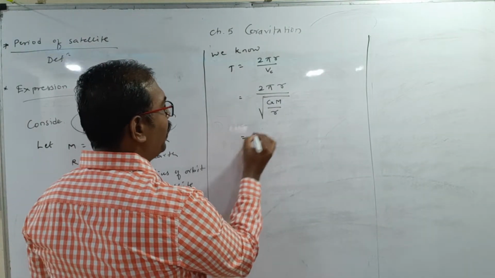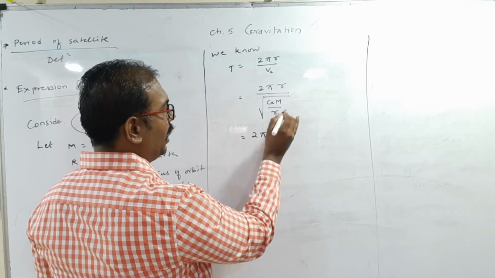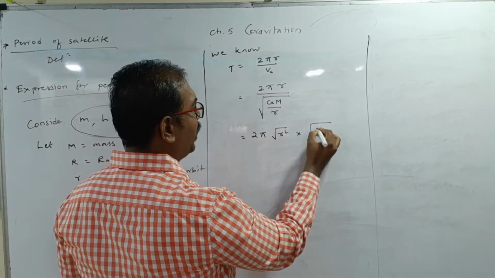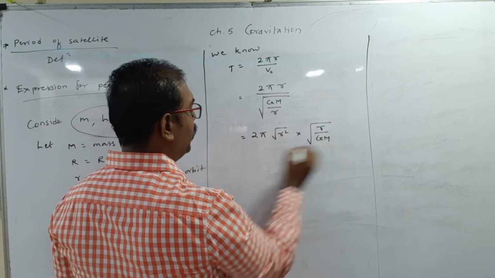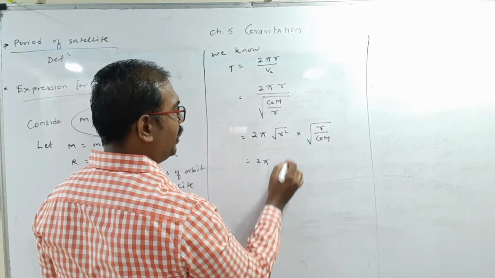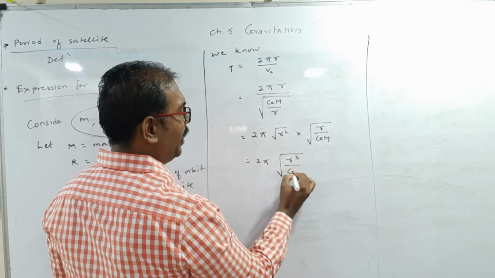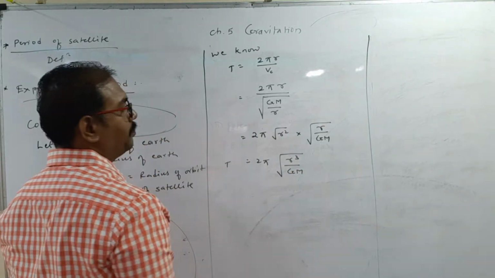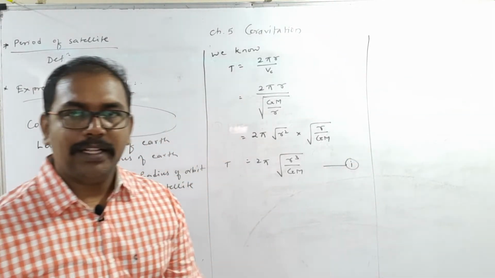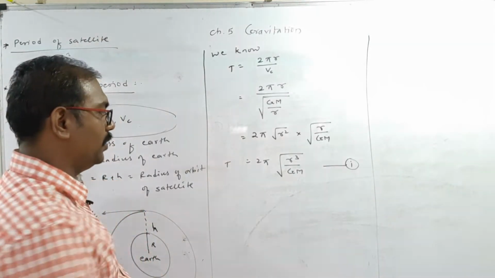Now I can simplify this. I can write r as under root r square, and this root of GM by r is in the denominator, so I can write it in multiplied form as root of r by GM. So 2 pi, and this r square we shift inside the square root, giving r square into r, which is r cube. So T is equal to 2 pi root of r cube divided by GM. This is equation number 1.